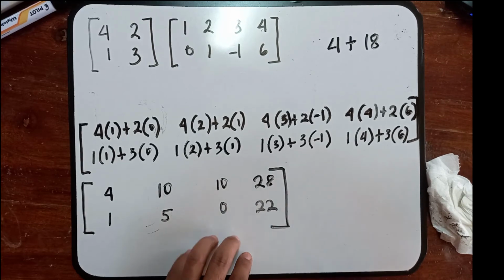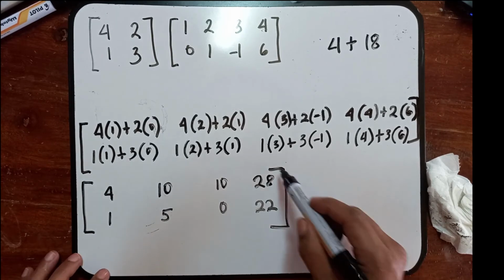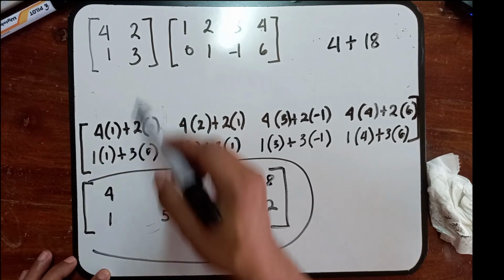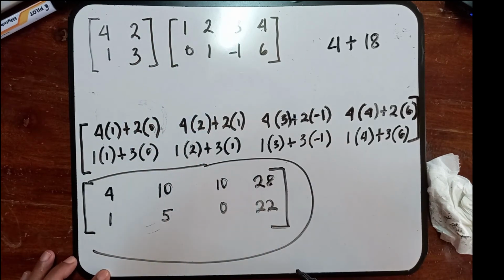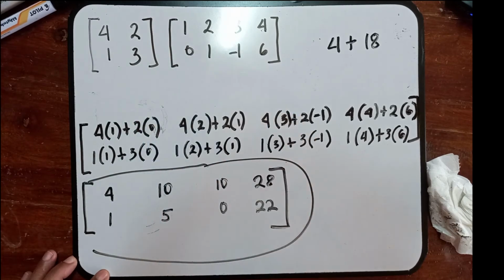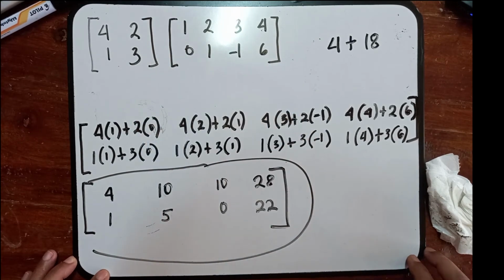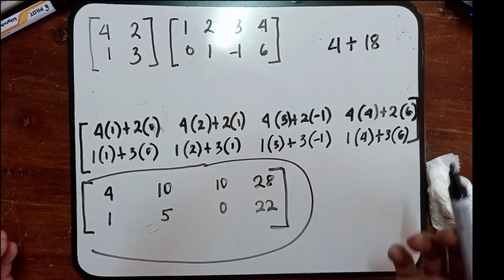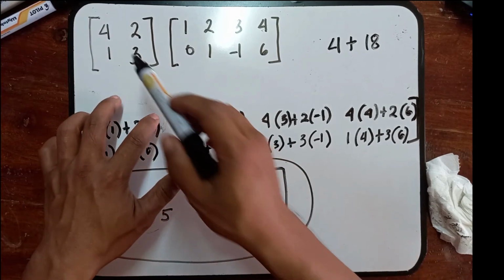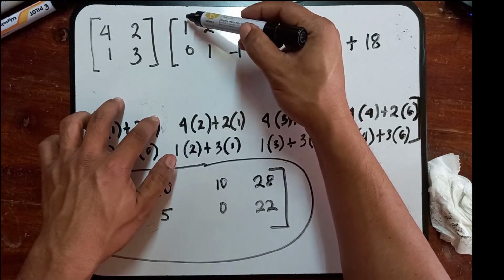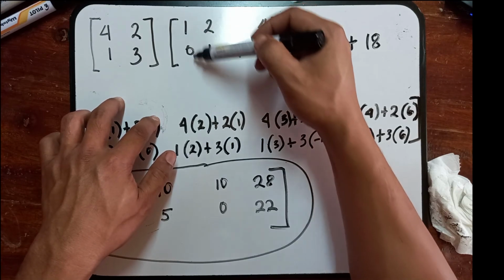This is now the product of these matrices. Okay. So if you are going to multiply these matrices, this is not the answer. So don't forget the pattern. What you have to do when you are multiplying matrices, you just go from left to right, and then on the second matrix you have to go top to bottom.